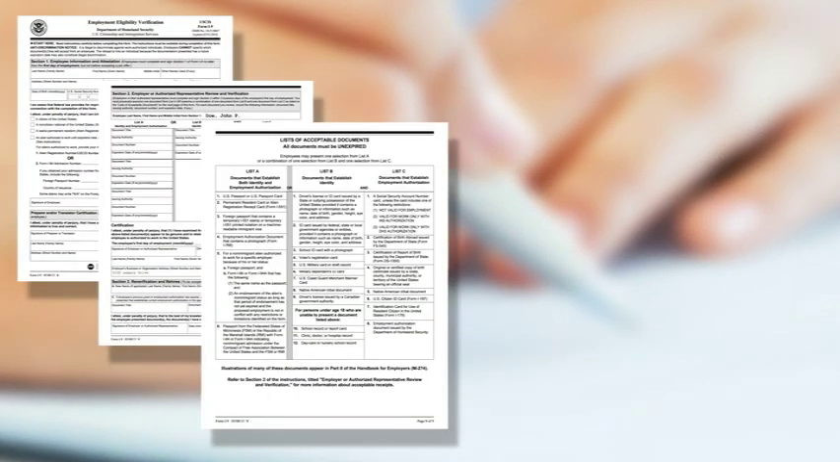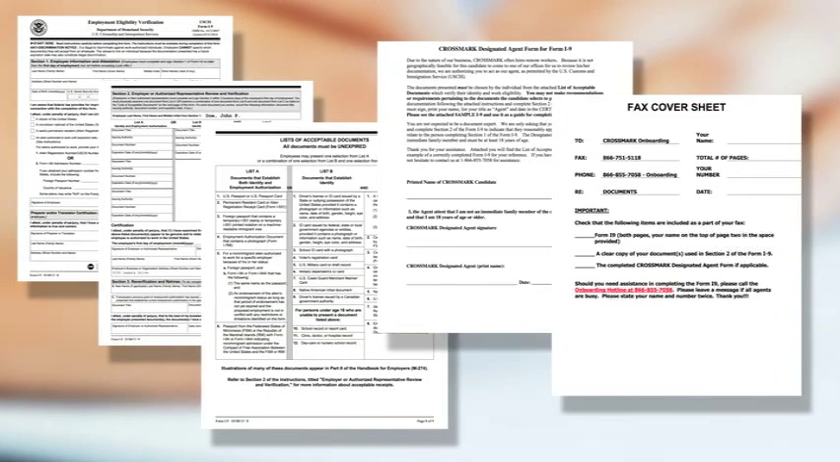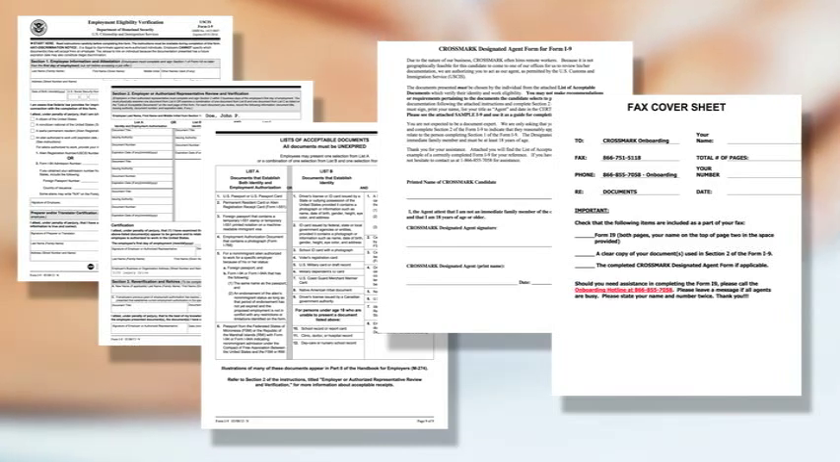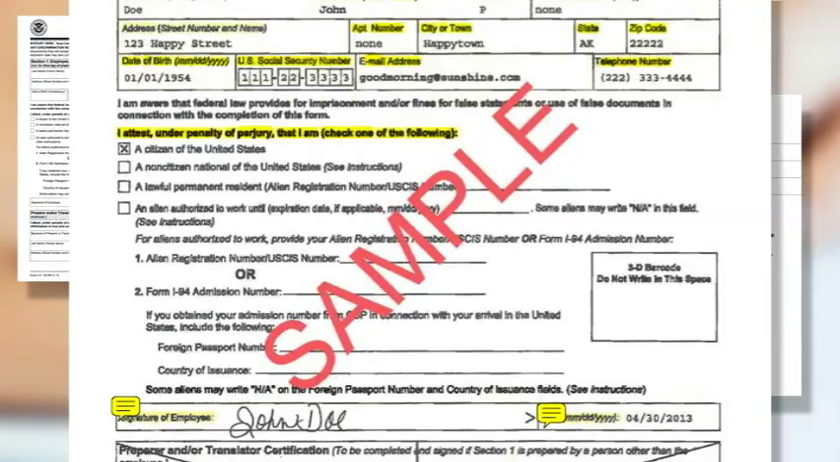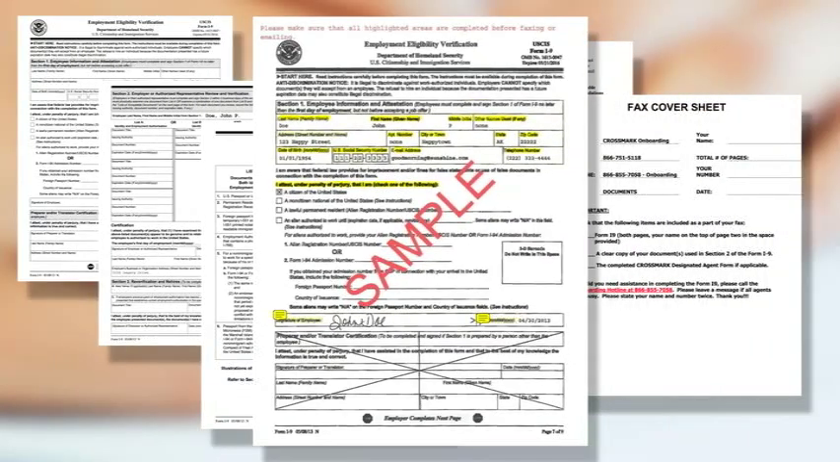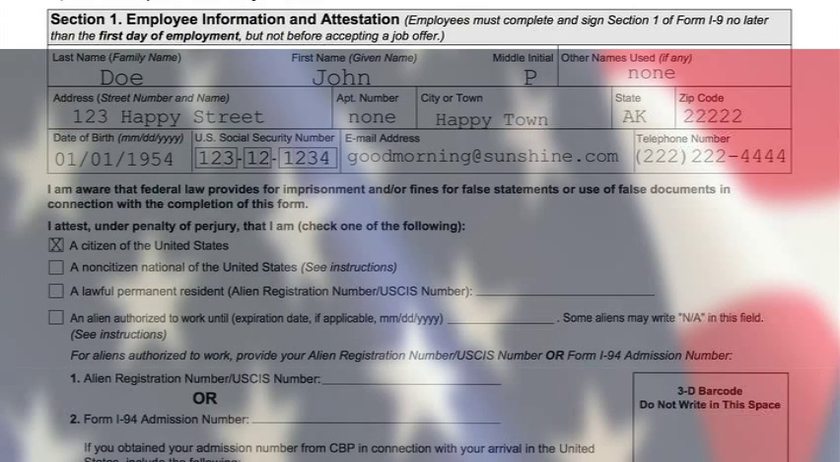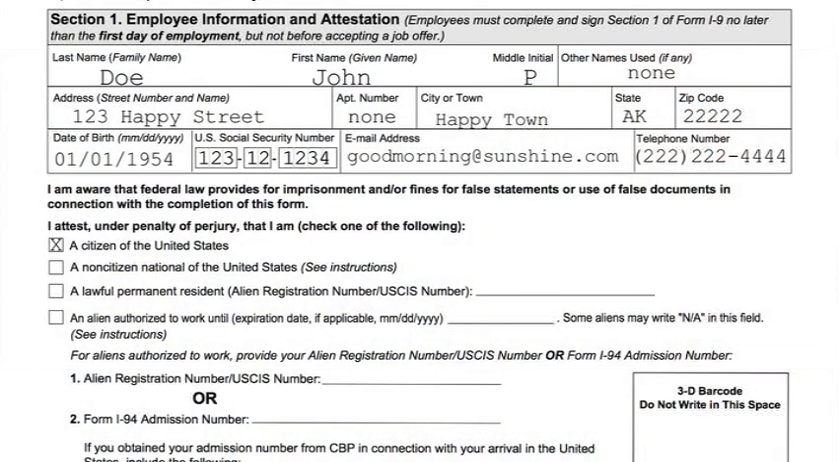In this video, we will show you how to complete Form I-9. This is a government form, and it is important to fill out each section correctly in order to be hired on as quickly as possible. A completed sample of this form is included in your I-9 packet. Let's start on Section 1, Employee Information and Attestation.